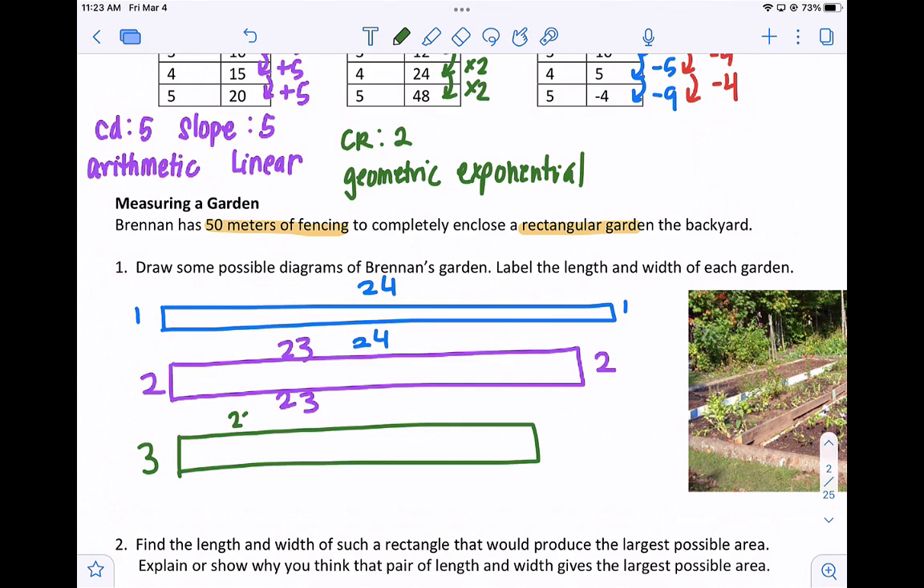And it would have to be 22 meters long. So again, if we add up the perimeter of this, we would get 50 as well. And let's do one more. Again, I haven't drawn it to scale, obviously, but 4 and 21. These would all work. Not the only ones that work, but I like going in order, so I would find these and they would all work.